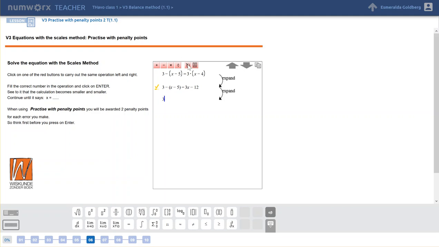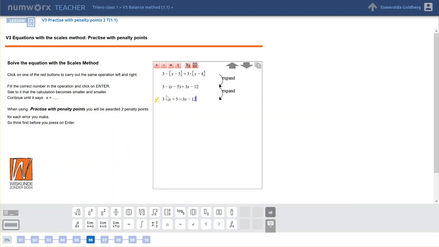I start by copying down the 3, and then I multiply with minus 1 to remove the brackets. So minus 1 times x becomes minus 1x, or just minus x. And then I multiply minus 1 by minus 5. Negative times negative is positive, so I get plus 5. This is the brackets removed on the left-hand side. Copy down the right-hand side.